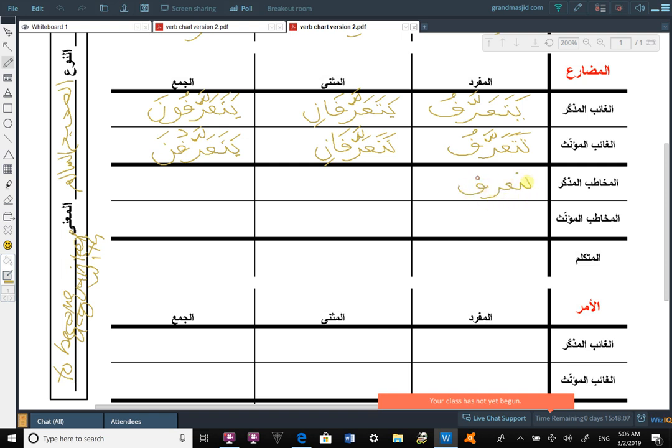Allah uses this verb in Surah Al-Hujurat when He says He created us into nations and tribes, لِتَعَارَفُوا, so that you may know one another. تَتَعَرَّفُوا. Right? تَتَعَرَّفُوا, تَتَعَرَّفَانِ, تَتَعَرَّفُونَ.